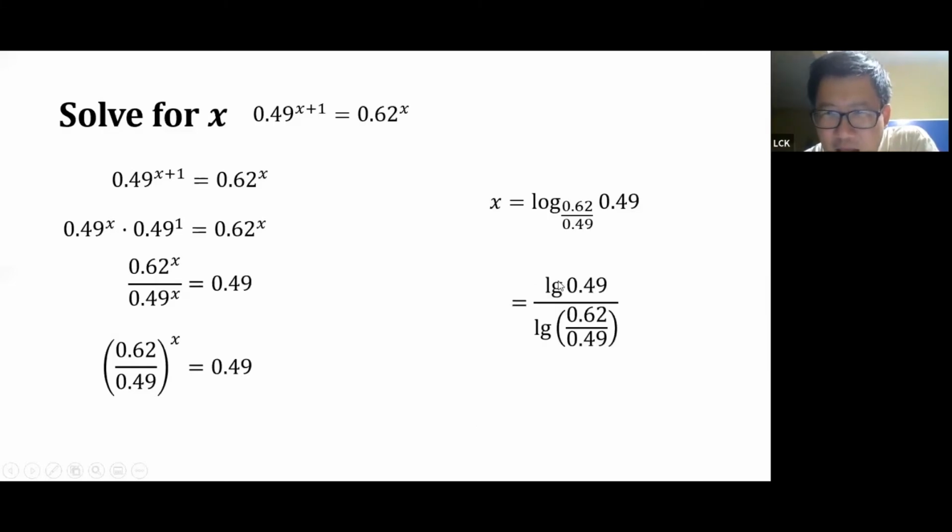What have I done here? Now this is simply log to the base 10. Note that I've changed the notation to LG. So this is log base 10 of 0.49 divided by log base 10 of 0.62 divided by 0.49. For this you need your calculator. Bring out your calculator, hit your calculator keys, and you get this answer here. Very simple.